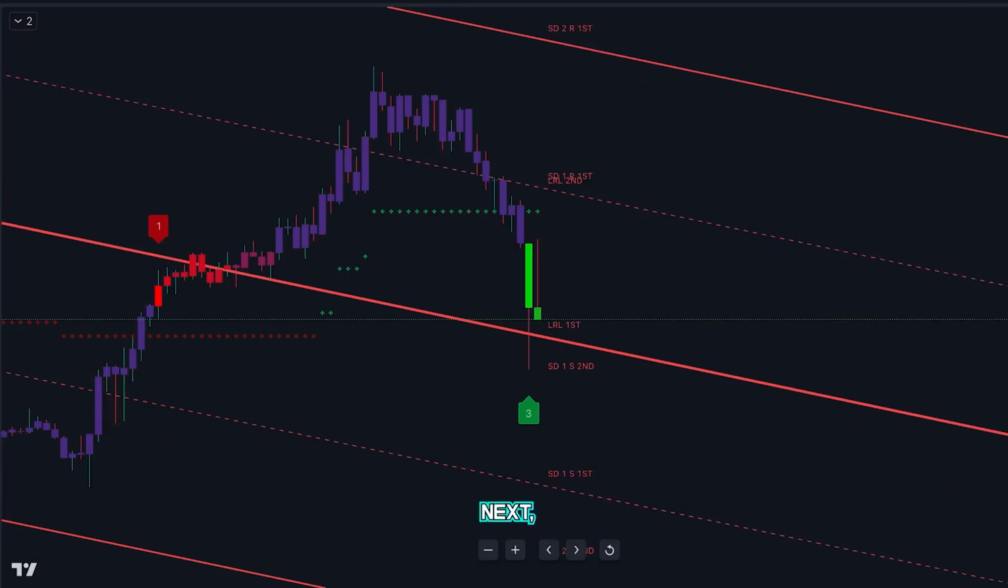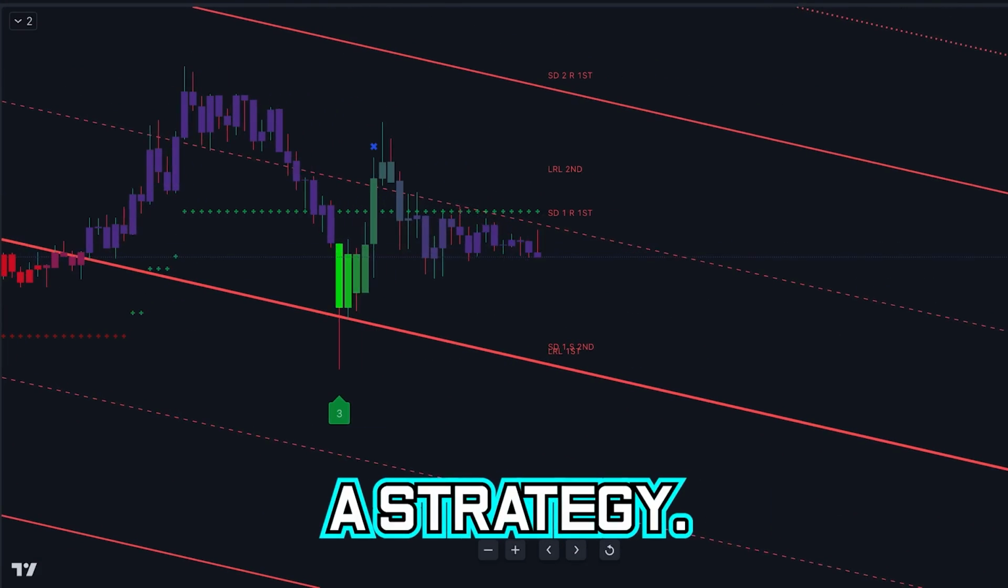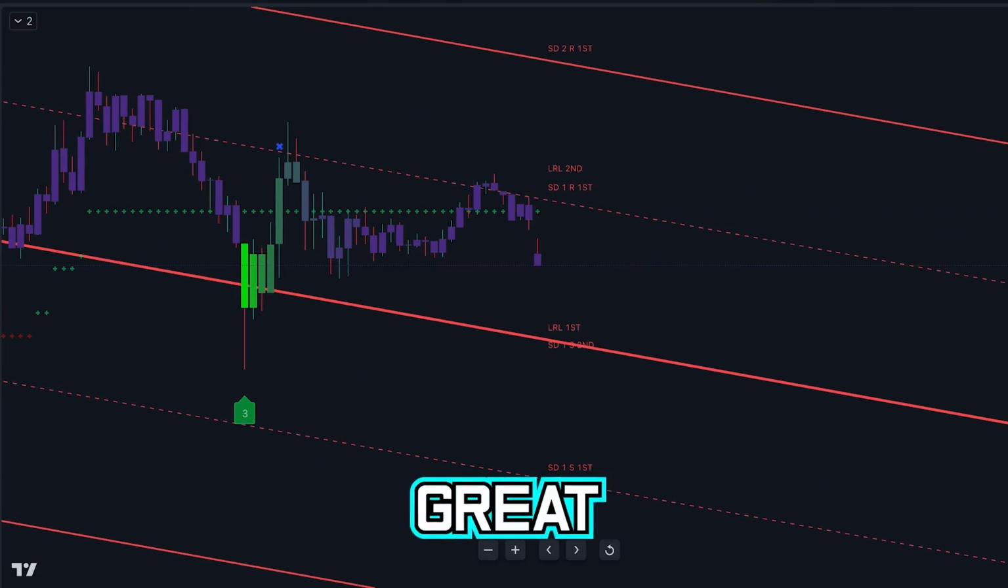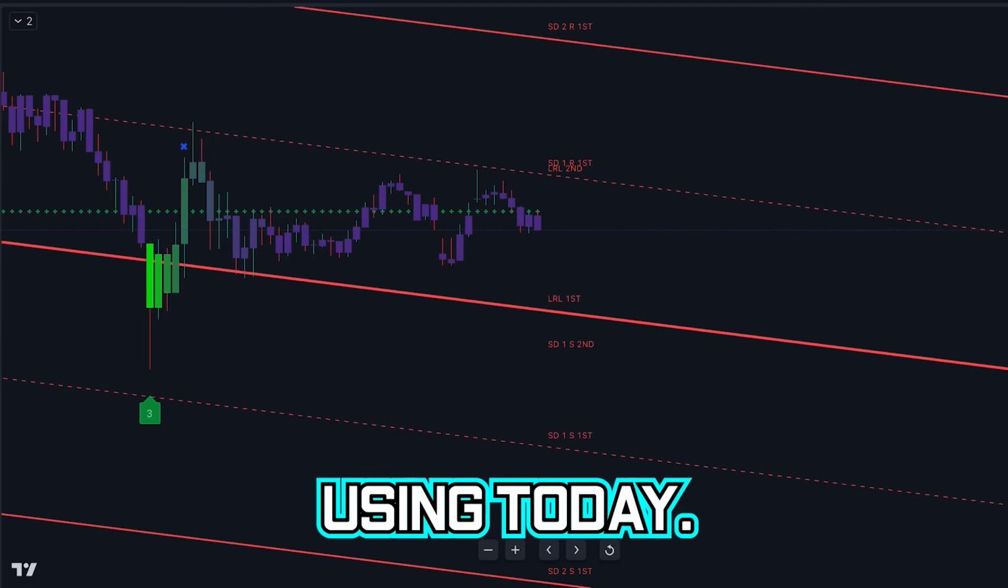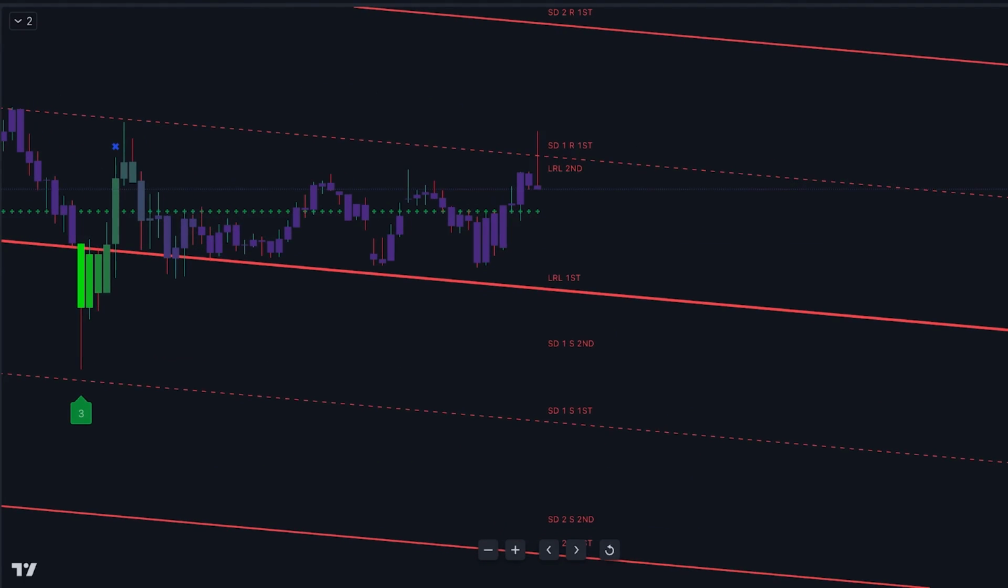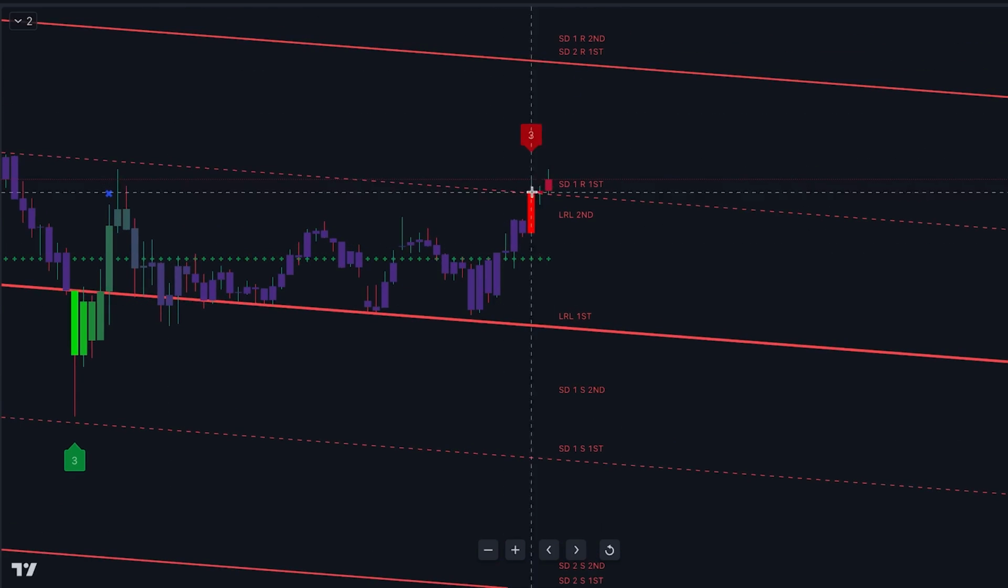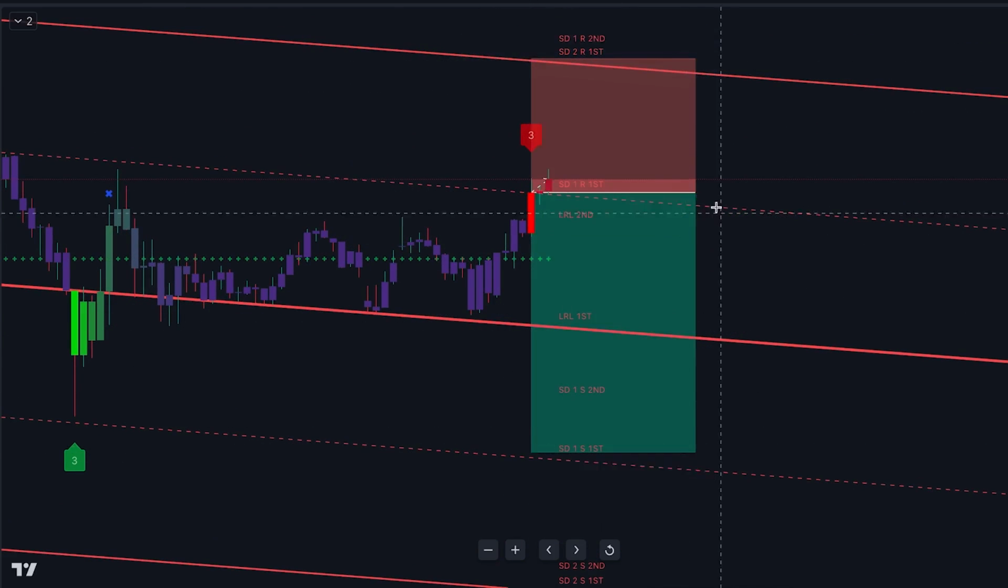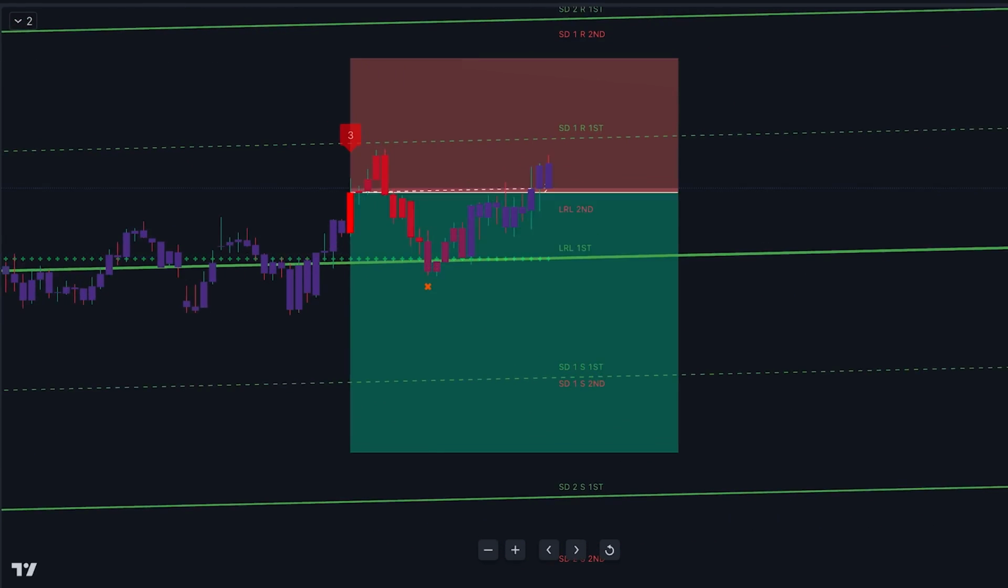Perfect. Next, we are going to share with you a strategy we have been testing that is showing great potential that you can start using today. This strategy will provide you with exact entry areas and a better trailing stop with additional confluences for trend detection.